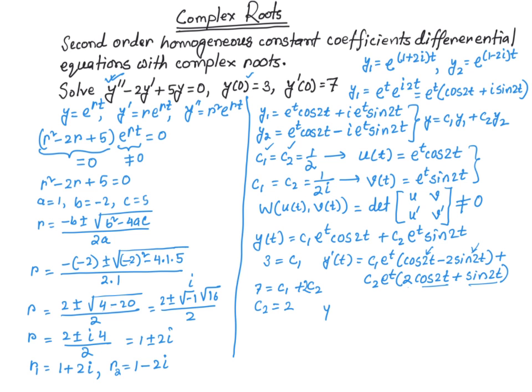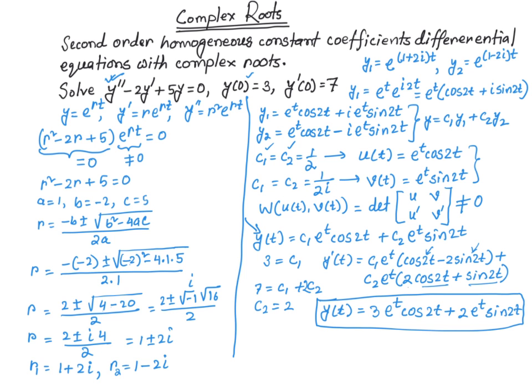So my solution is going to be y of t equal to c1, which is 3, times e to the power t times cosine of 2t, I'm just plugging it in right here, plus c2, which is 2, e to the power t times sine of 2t. And this should be my solution to this differential equation with the given initial conditions.